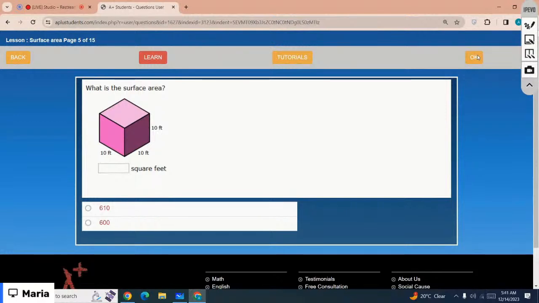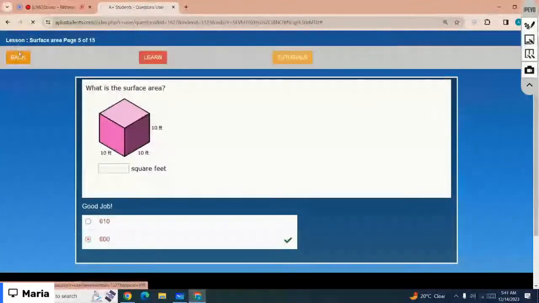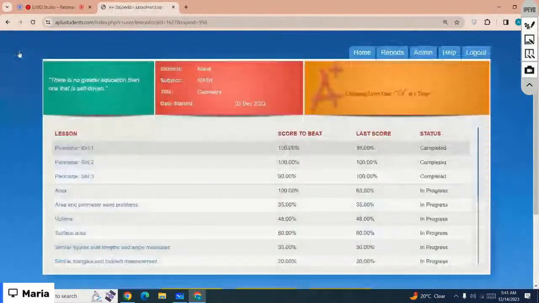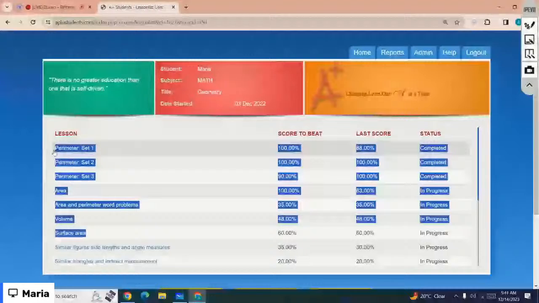You can complete the lesson by yourself today. So we were working on grade 9 math. The chapter we are working on is geometry. The lessons we have covered today are perimeter, area, volume, and surface area. The rest of the lessons I haven't covered, you have to do on your own. That is your homework until the next session.